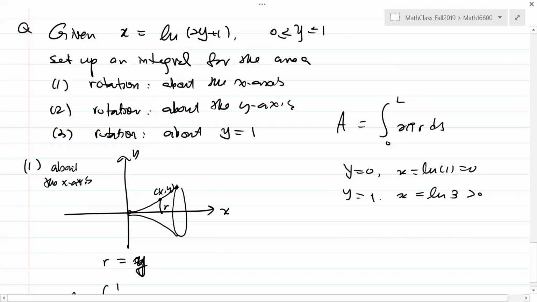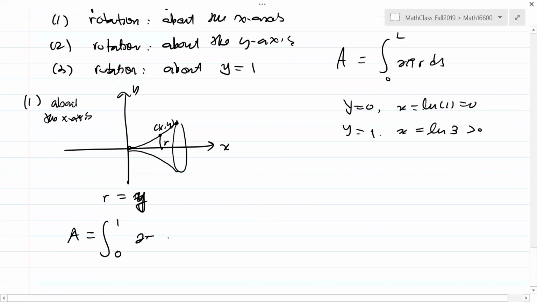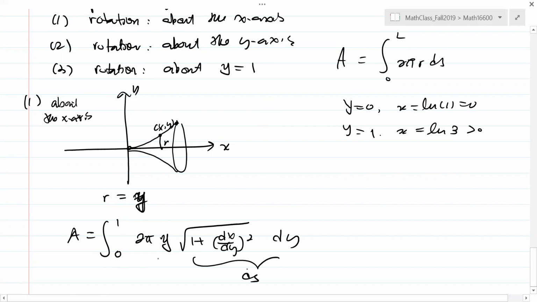Y equals 0 from 1 to 2 pi, right? R is y. It's y, so you don't need to make any changes. It's not like an f of something. See? It's the integral of 1 plus dx dy squared dy. Okay, this is a ds. This is r, right? Only if you understand the problem can you put it correctly.